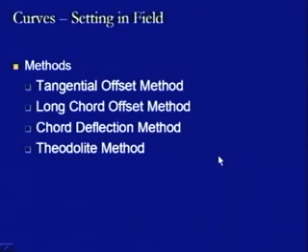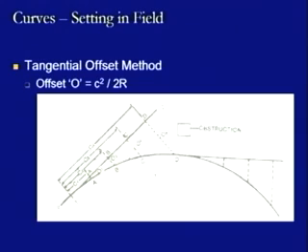Now, there are certain methods by which these curves can be set in the field. The methods are the tangential offset method, long chord offset method, chord deflection method, and theodolite method. Now, we look at these methods one by one. In the case of the tangential offset method, this is a curve, a circular curve, and we have a tangent here like this, as we have seen in the previous diagram too.